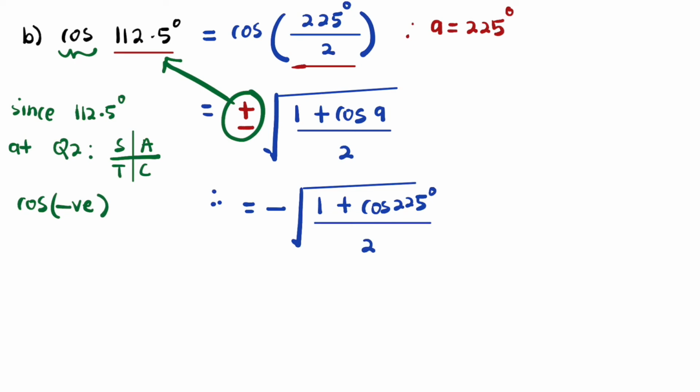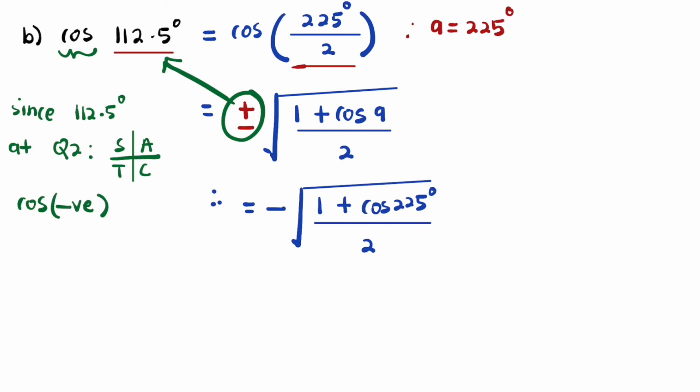Okay, so again one more time. This plus or minus depends on your 112.5. Since it falls on quadrant 2, which gives you cosine negative, you have to choose negative. This angle A is from the one that you found just now, 225. Then the rest of it is from your knowledge from Maths 1. How do you simplify cosine 225? This one you need to use your reference angle. I hope that you still remember.